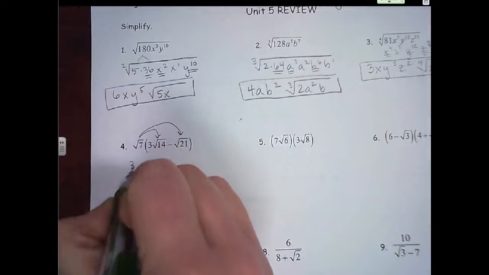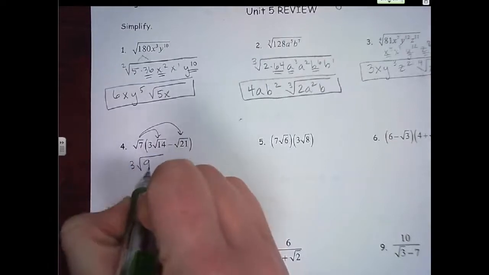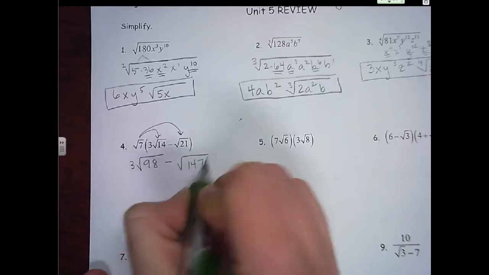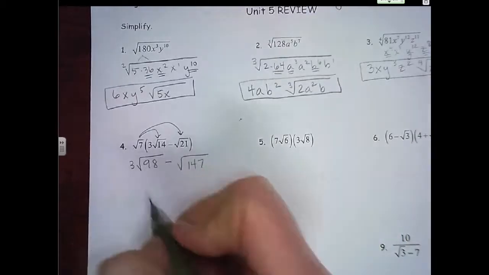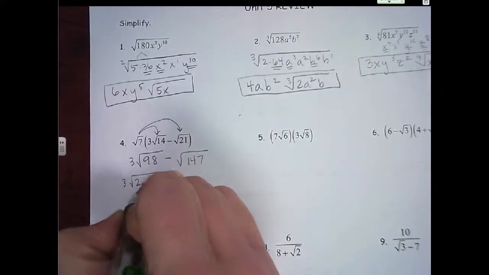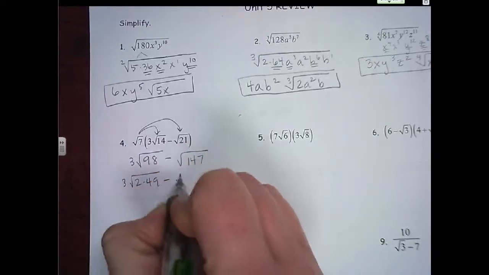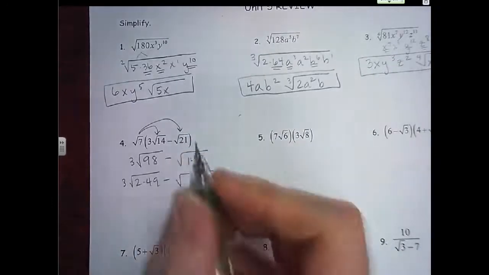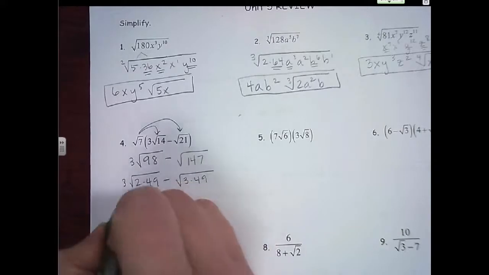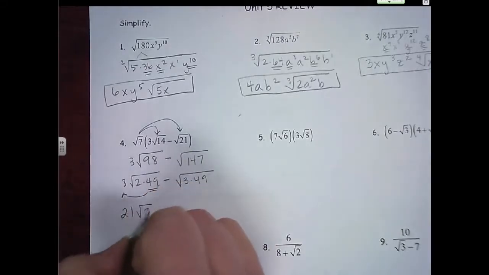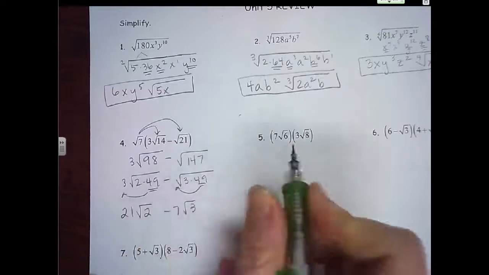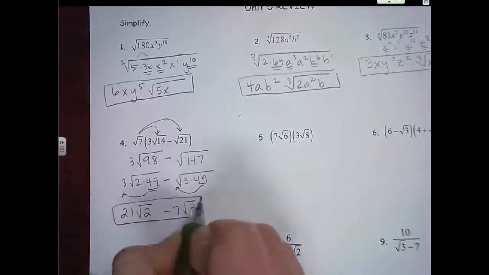Number 4, distribute. So 3 square root 98 minus square root 147. Okay, so I'm going to split this up into 2 times 49 and this up into, let's see, 3 times 49. Square root of 49 is 7, and I multiply, so 21 square root 2 minus 7 square root 3, and I can't do anything with that, so just leave it.